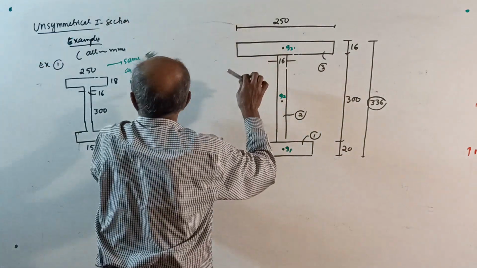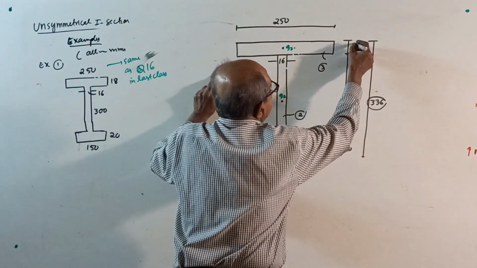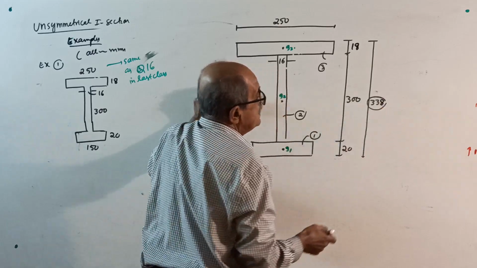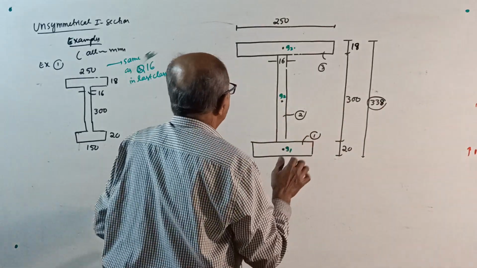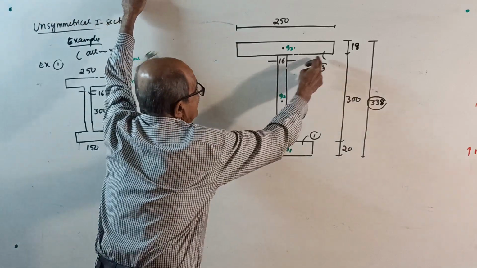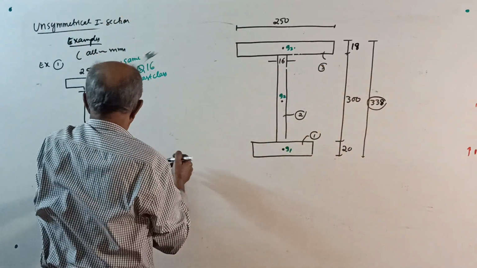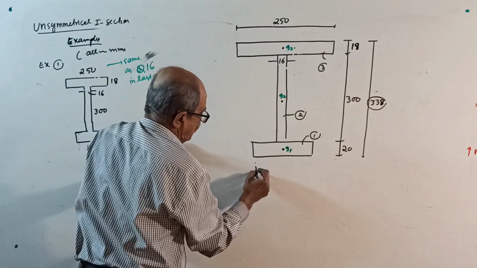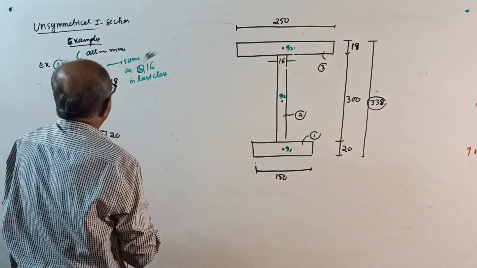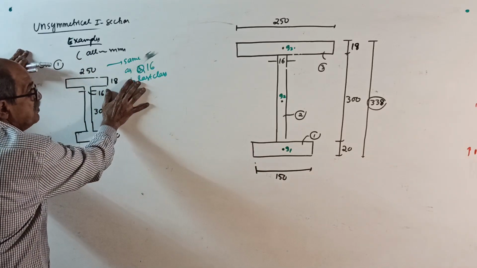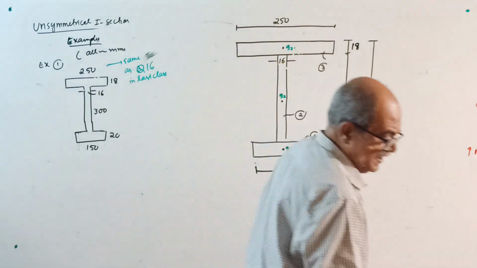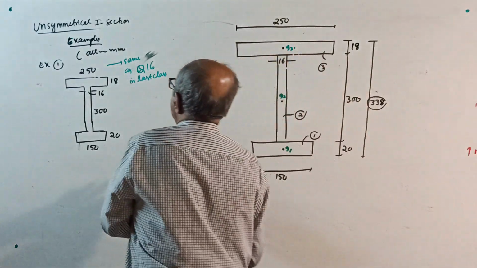250 by 18. This is 18, not 16. If this is 18, this is 338. See, chance of making a mistake. No, 338. Okay, done. Then 16 by 300. 150 by 20. Okay, write whatever you got. 150 by 20, first one thing. Now I will remove this one. I want space now. I will write everything here. Example over. Okay, you need to write the sketch. Now I'll remove this one.